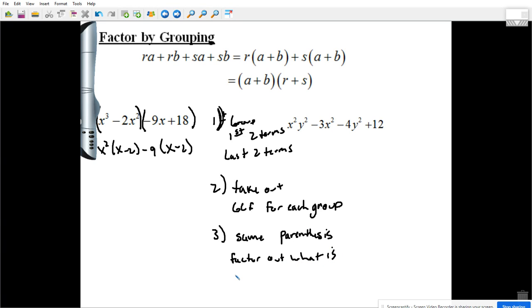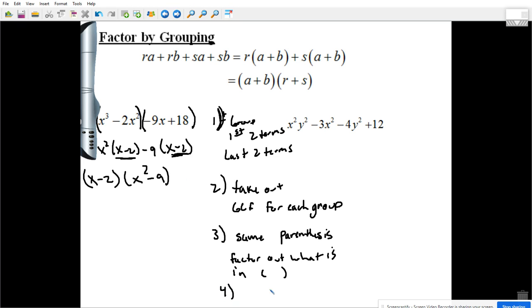So now I'm going to factor out what's in the parentheses. So I'm just going to write it down once. So what's in the parentheses? x minus 2 and x minus 2. So I'm going to write down x minus 2 once. So I'm basically dividing each of these by x minus 2. And what does that leave me with? It leaves me with x squared minus 9.